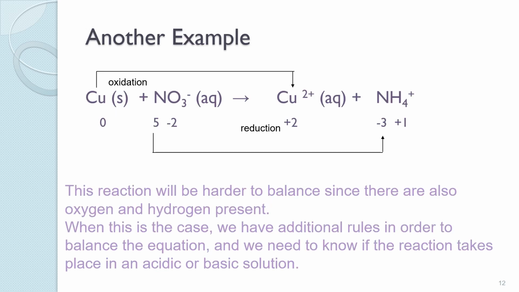Here's another example, and this one will be a little bit harder to balance, as we'll see, because there are other elements around besides just the copper. If we take a minute first to see what's happening, the oxidation number for copper is 0 because there's no charge. Over here it's a +2, so copper is being oxidized. Since it's going from 0 to +2, it has to lose 2 electrons. In this case, we don't know exactly what's being reduced, but we can figure it out.